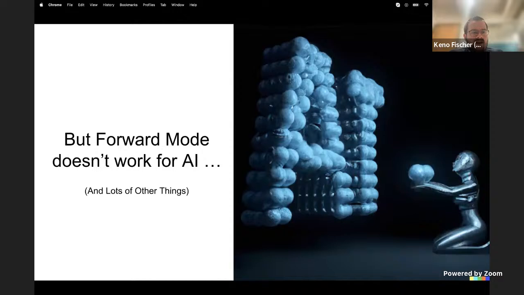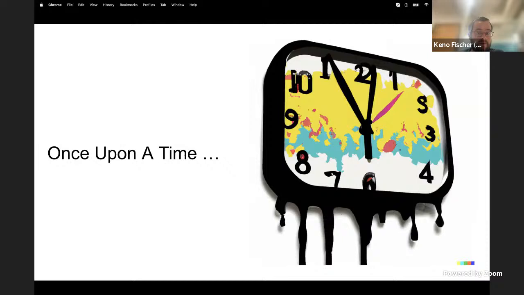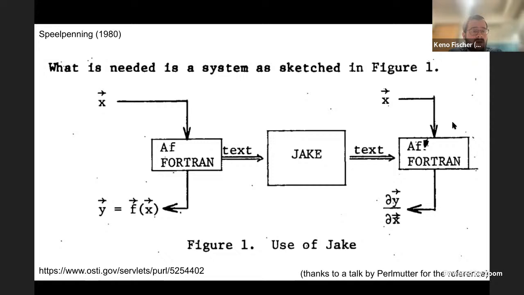Okay, so there's something else you can do called reverse mode automatic differentiation. This is not a new idea. It's been around since the 80s. This is a figure I stole from a talk by Perlmutter, who's one of the big names in implementing automatic differentiation systems. This was one of the earliest systems that did reverse mode automatic differentiation, in this case on Fortran programs. It takes Fortran programs in as text, and it spits out another Fortran program that computes something derivative-y. I'm just going to leave it at that for the purpose of this discussion.